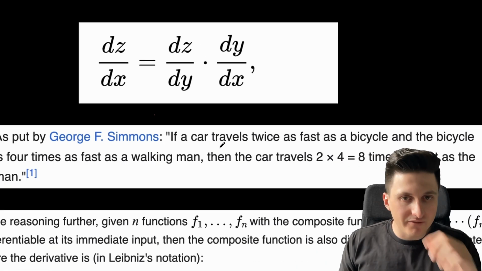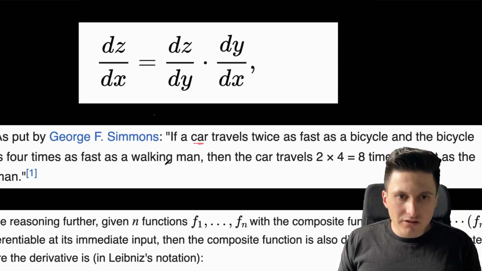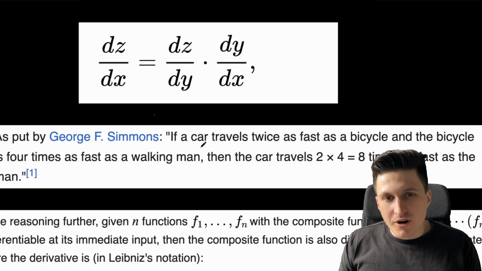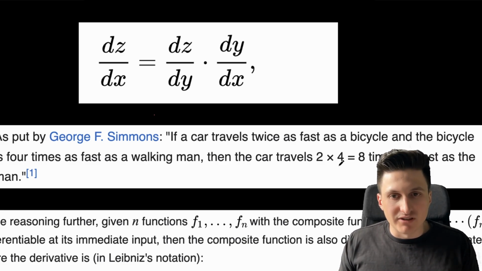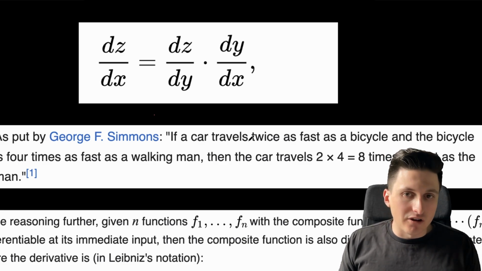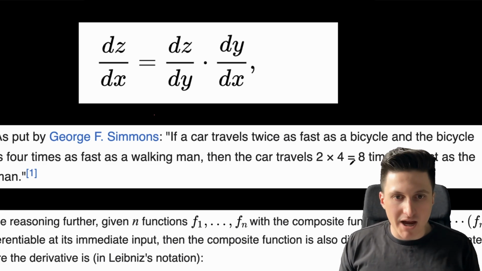A more intuitive explanation might be, let's say, a car doesn't directly depend on the speed of a walking man, but we, for example, know that a car travels twice as fast as a bicycle, and the bicycle is 4 times as fast as a walking man, then we know that the car travels 2 times 4, which is 8 times as fast as the man. So we just need to multiply how much faster a car is than a bicycle with how much faster a bicycle is than a walking man.